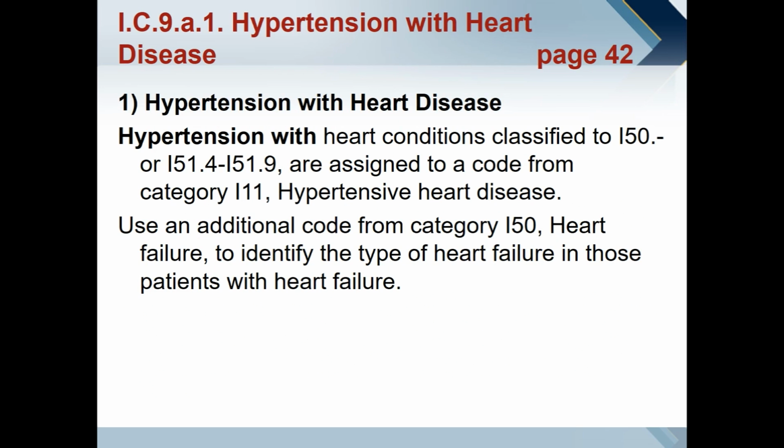Guideline 1C9A1 helps us understand the definition of heart disease within the guideline. Hypertension with heart conditions classified to I-50, what we understand to be the code for congestive heart failure, or I-51.4 through I-51.9, are assigned to a code from category I-11, hypertensive heart disease, with the instruction to use an additional code from category I-50 to identify the specific type of heart failure.